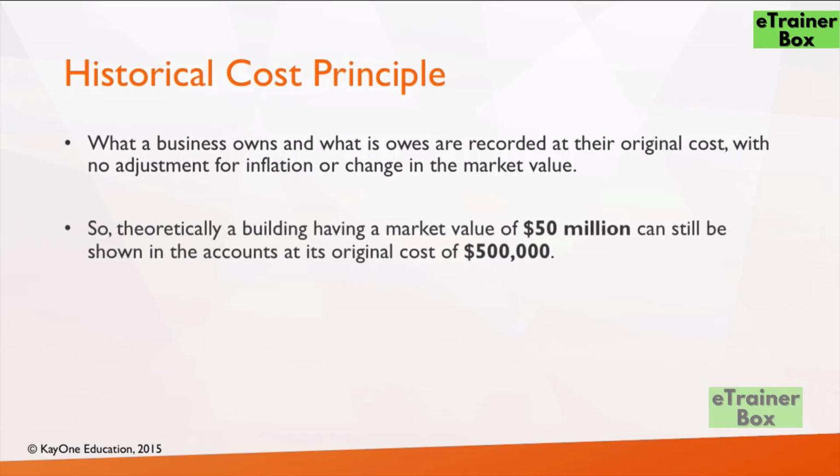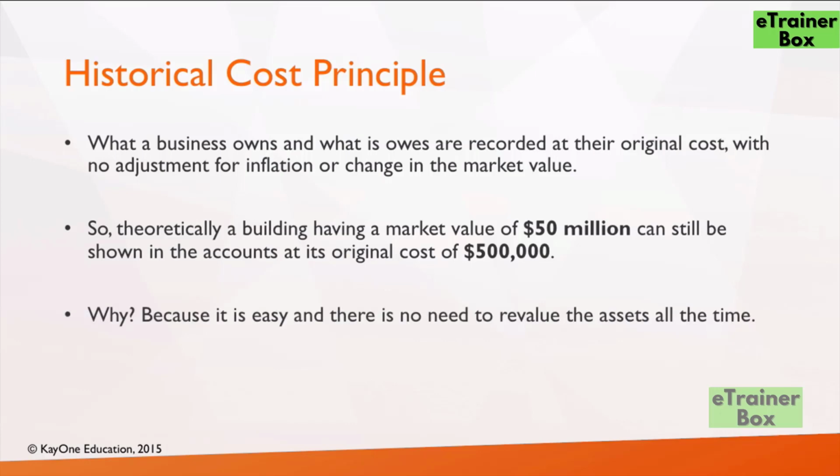So theoretically, a building having a market value of $50 million can still be shown in the accounts at its original cost of $500,000. The reason for this is very simple, because accountants are lazy and there is no need to revalue the assets all the time or whenever there is an increase in the market value. So the historical cost principle is very important because this means that when you read a balance sheet, the numbers that you see on the balance sheet may have a different value in reality than what is shown in the books of accounts.